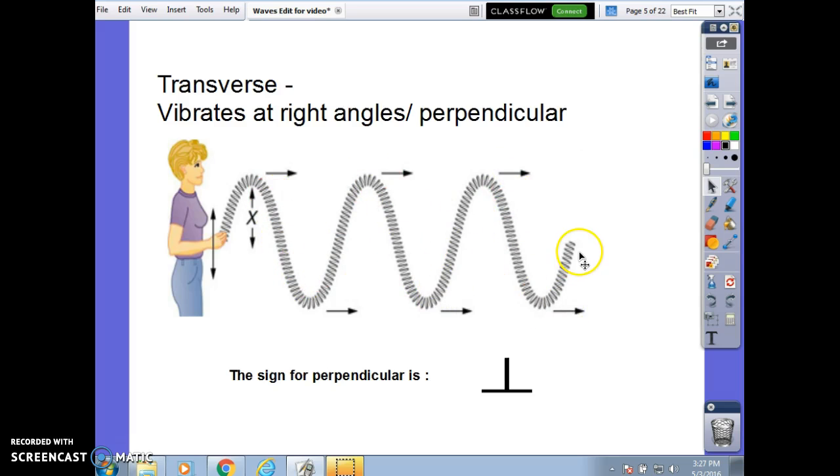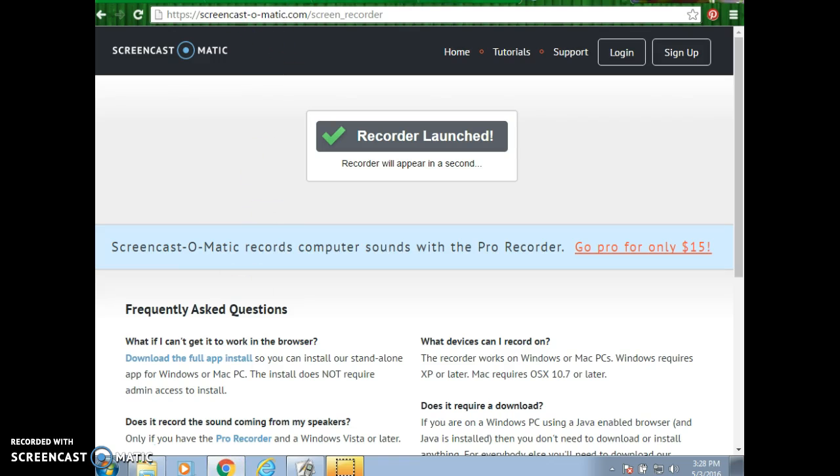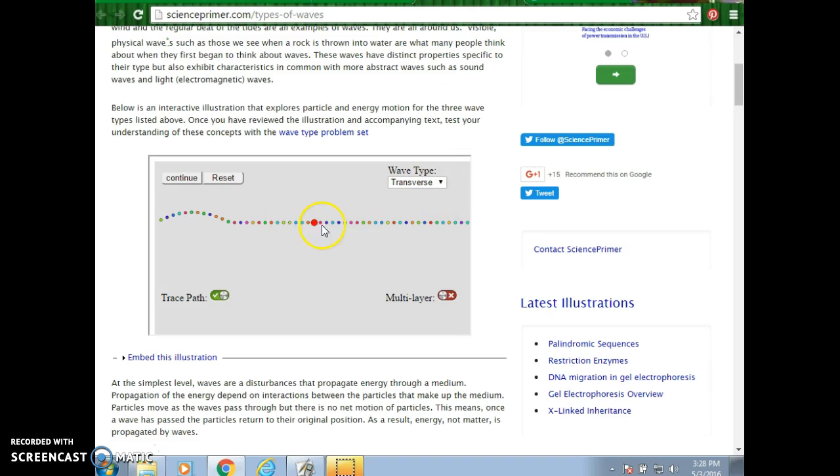So think about taking a slinky and just swinging it up and down, or a rope. That's what a transverse wave looks like, and the wave moves forward. And I have a little interactive here for you that I'm going to show you for transverse waves. So let's watch this little dot here and see how a transverse wave works.